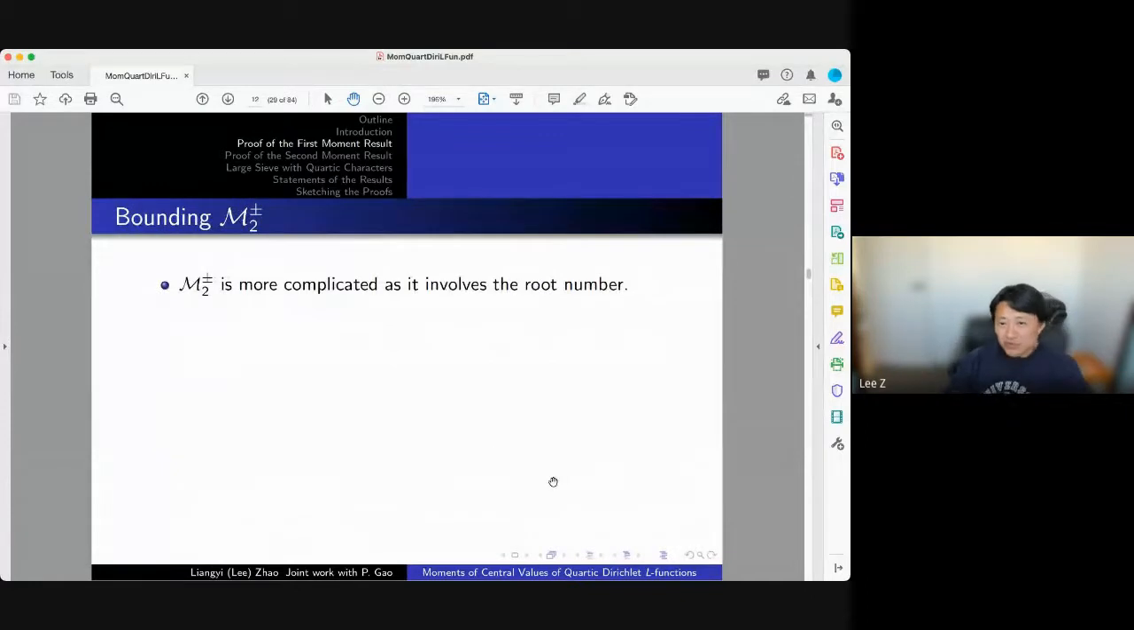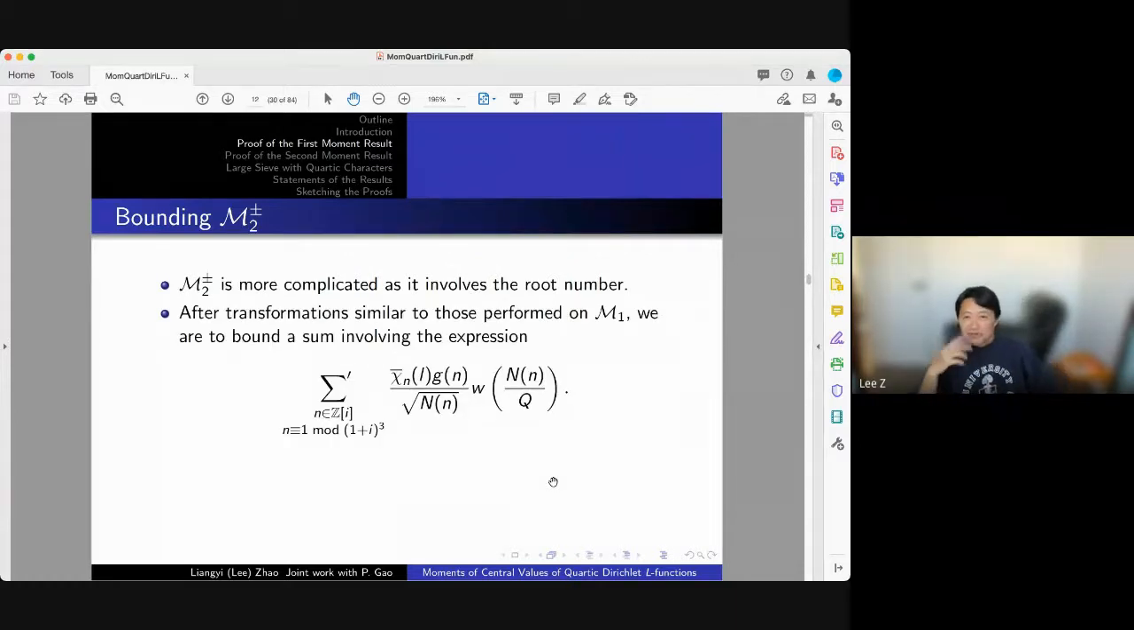So M2 is a little bit more complicated because it has the root number. Remember, this root number is this epsilon chi. All right, so that's more complicated. After some transformations that are similar to those for formula L1, we end up with this bound, with this sum. We still have this W here, which is the weight, which has been there from the very beginning.